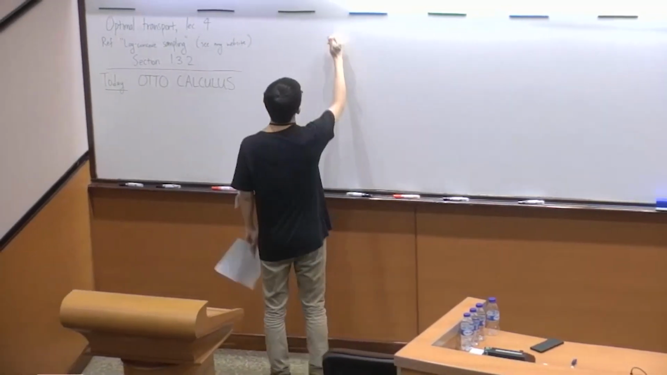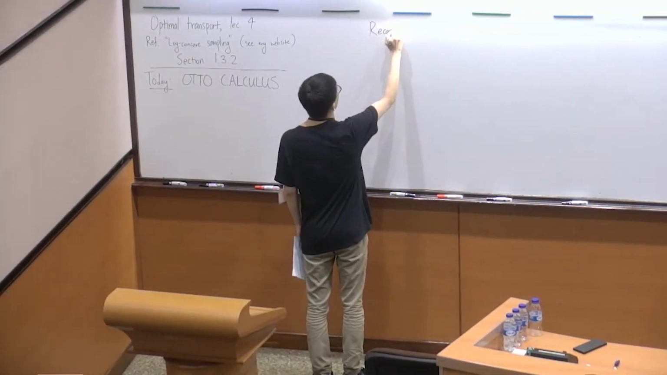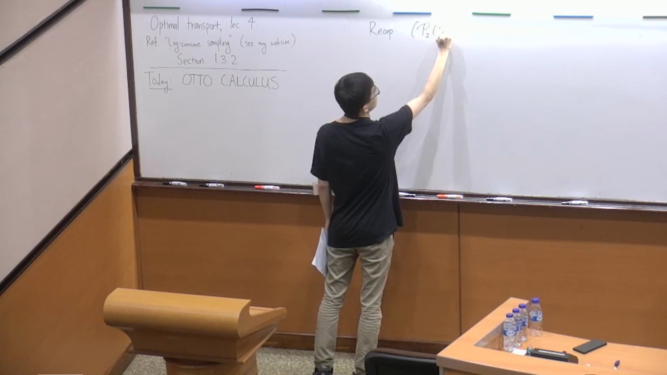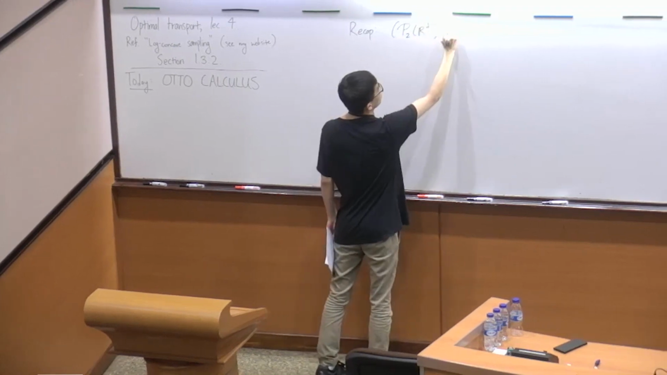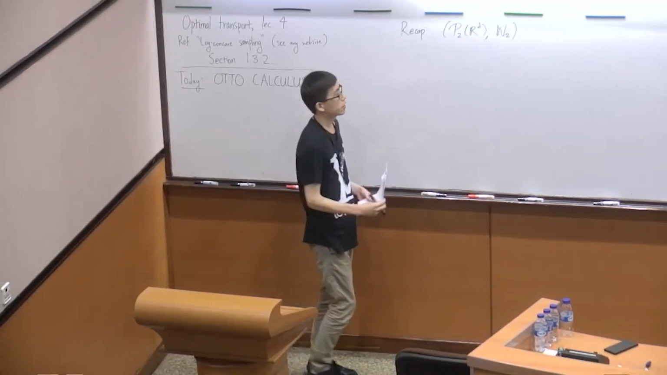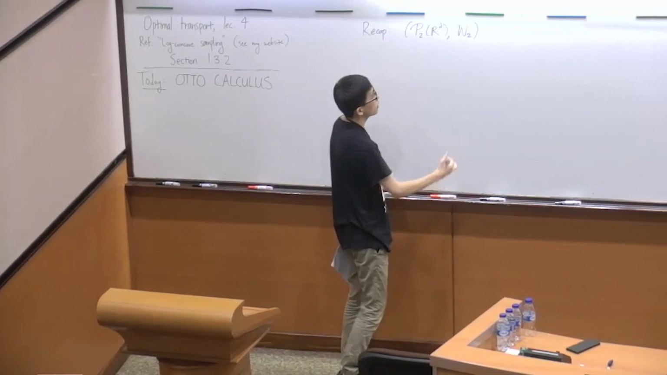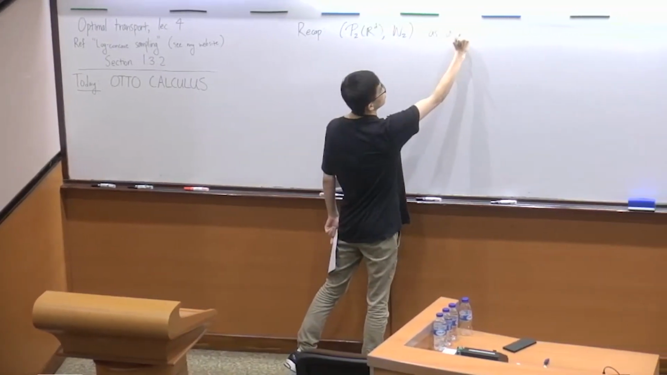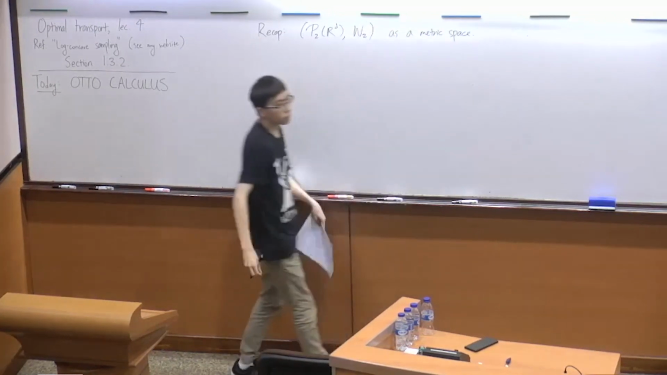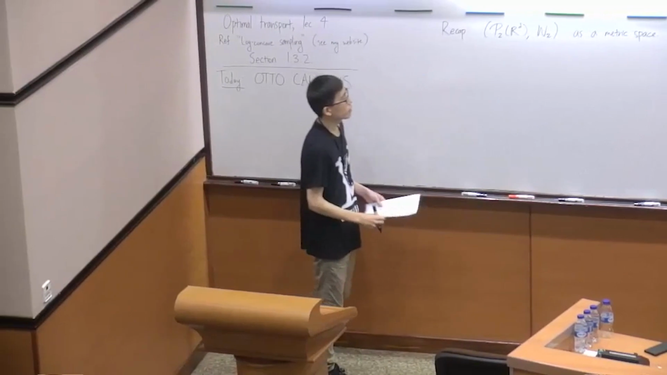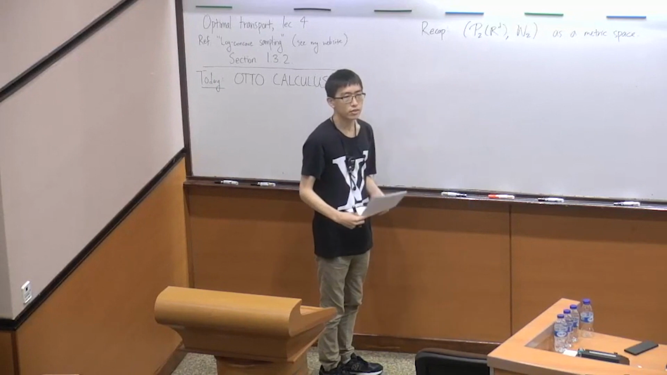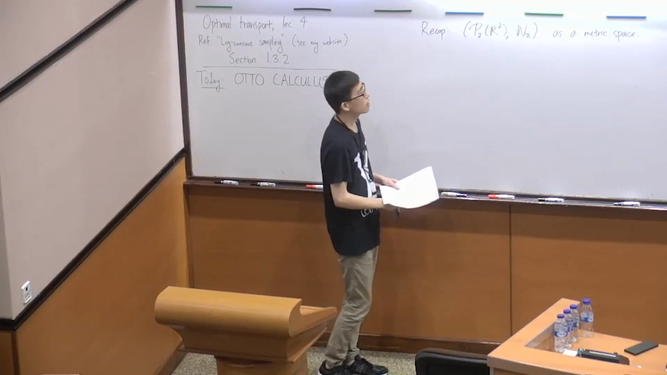Just as a recap for where we're at, last time we considered the space of all probability measures with finite second moment, and we equipped it with this 2-Wasserstein distance coming from optimal transport. The focus of the last lecture was this space as a metric space. Having a metric space lets you measure distances between probability measures, and then you can use this distance for all sorts of applications.